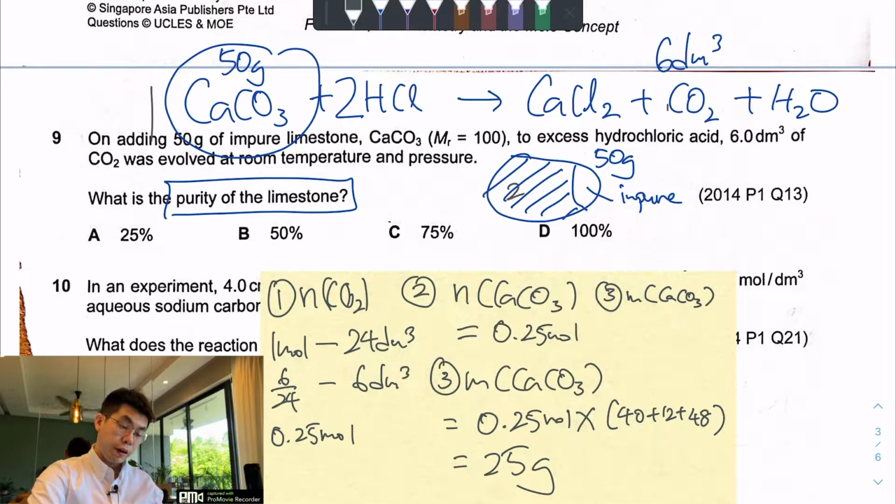So if 25 grams of calcium carbonate has reacted and the whole calcium carbonate is 50 grams, the percentage purity of calcium carbonate will therefore be 50%.